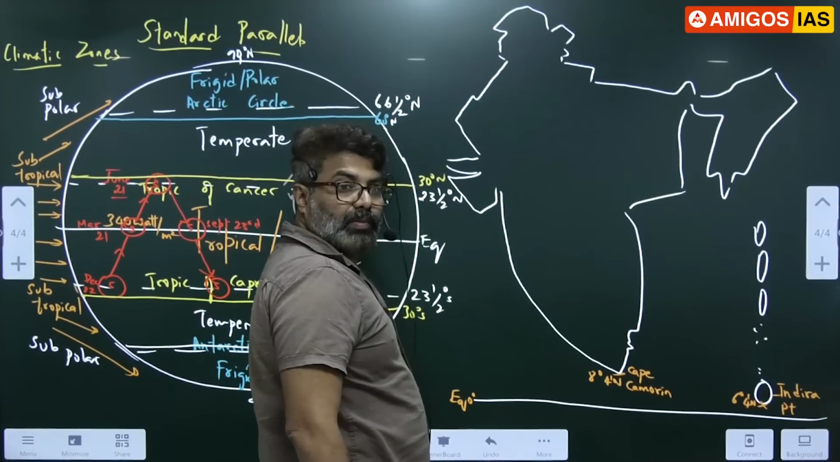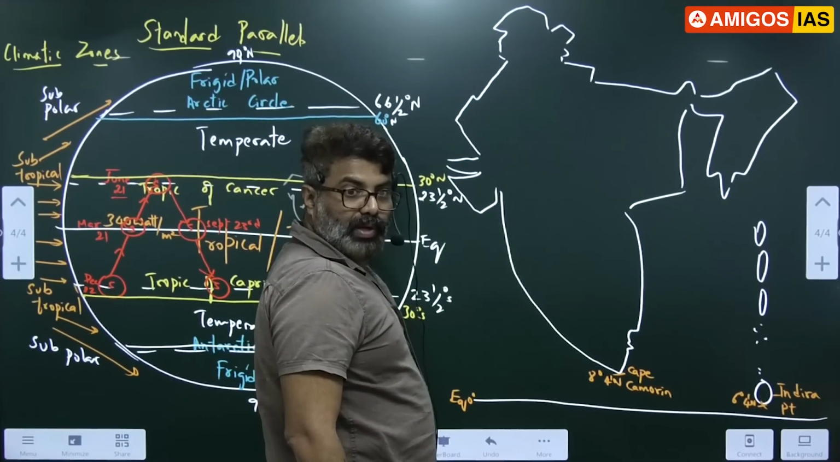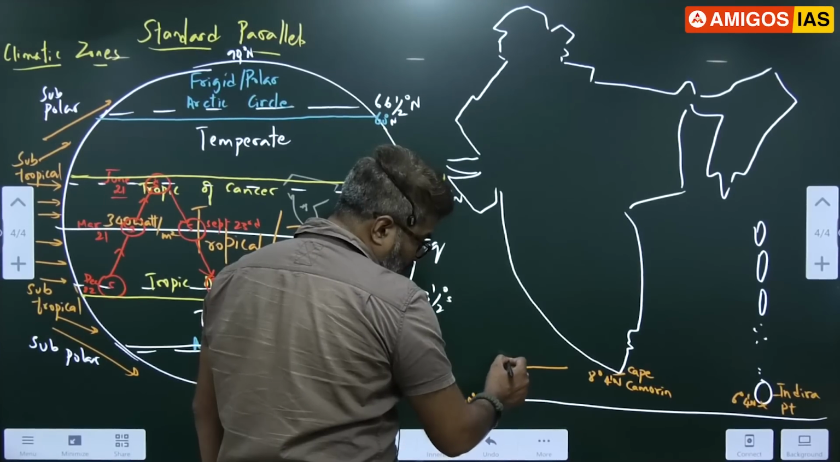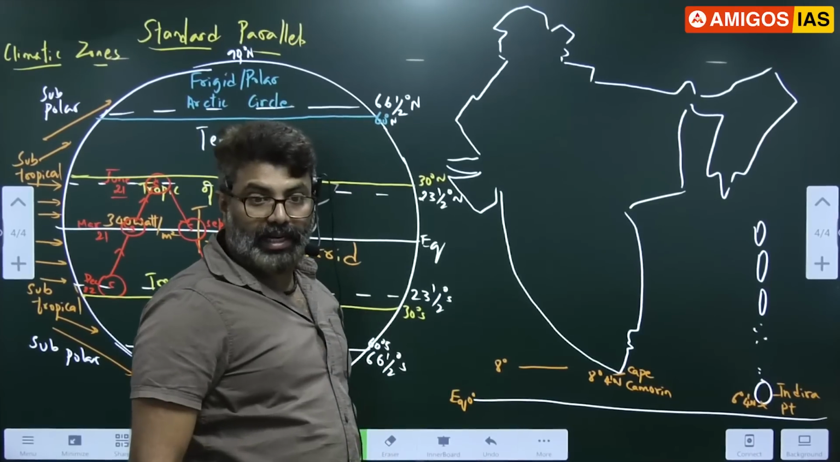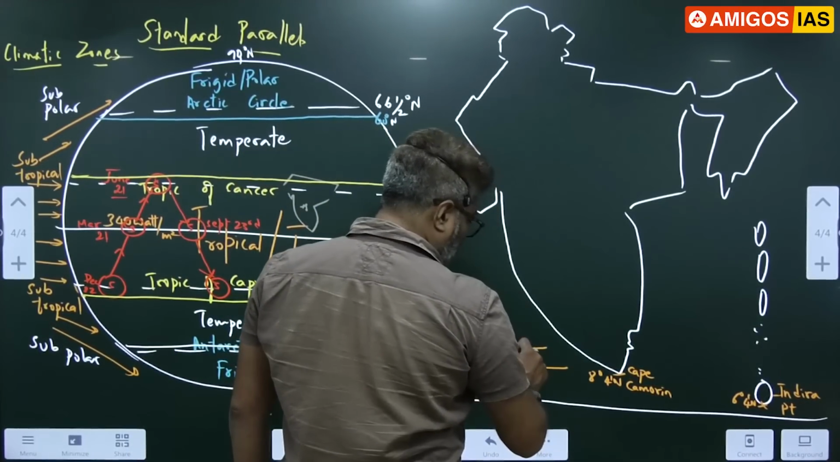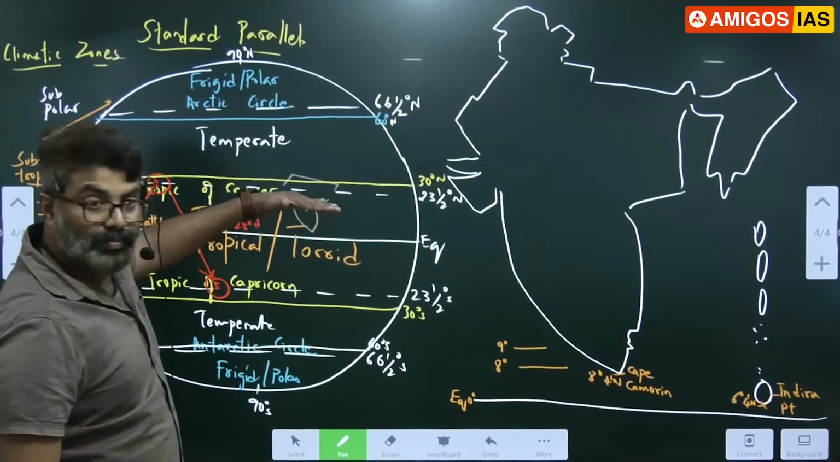Cape Comorin, Kanyakumari. Do you remember yesterday's class? 8 degree channel. We have done this. 8 degree, 9 degree. What is this? 8 degree, 9 degrees parallels.